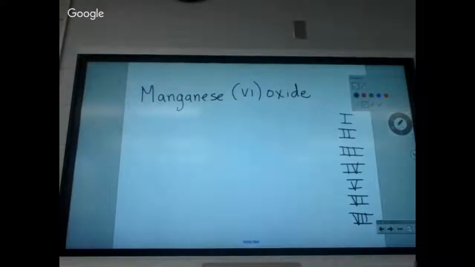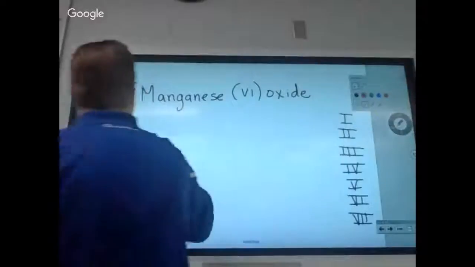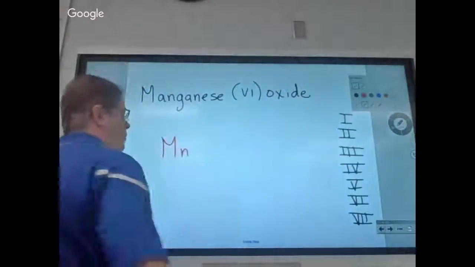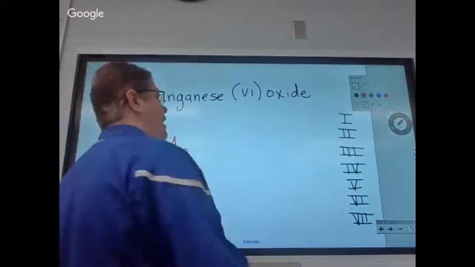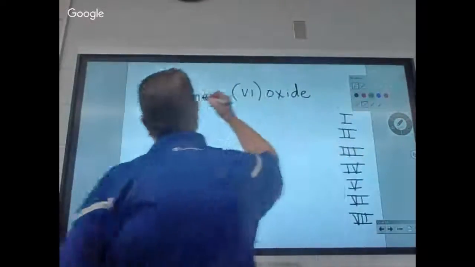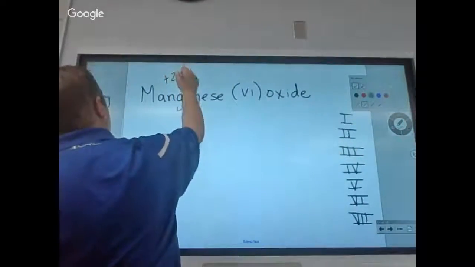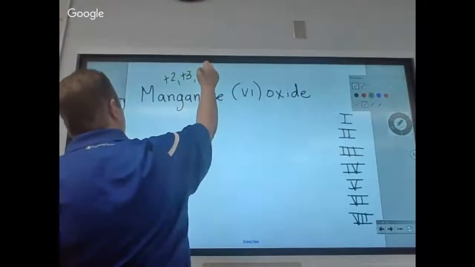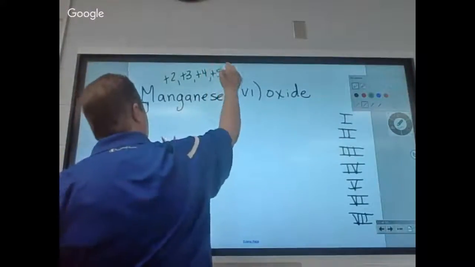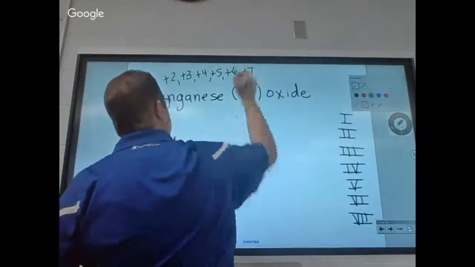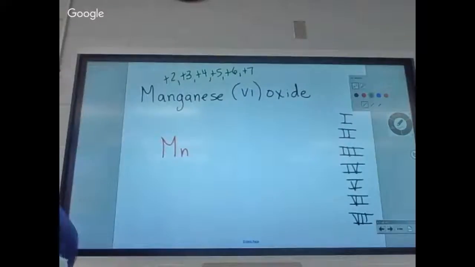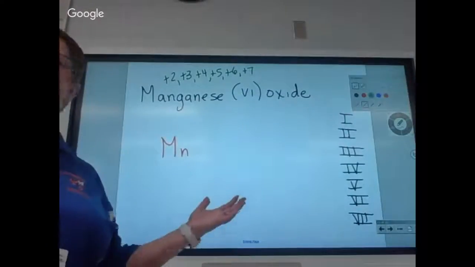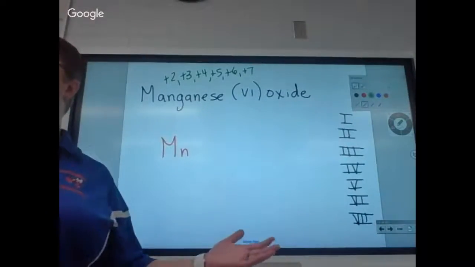I have to tell you which one to use. So look up manganese, for example. When you look it up, manganese has all those oxidation numbers listed, right? Yes. And it's first, so you just know it has to be positive.